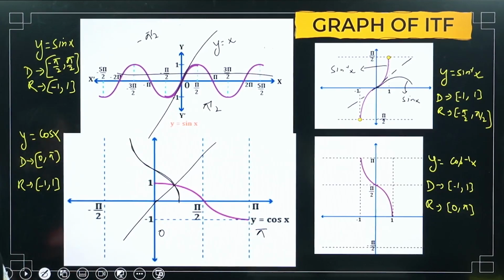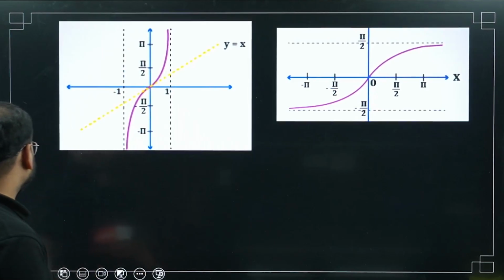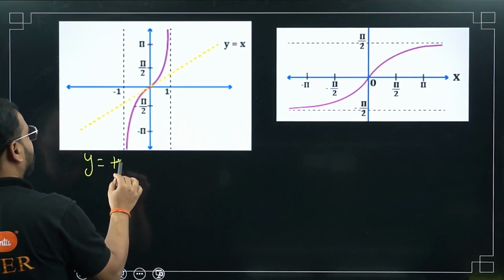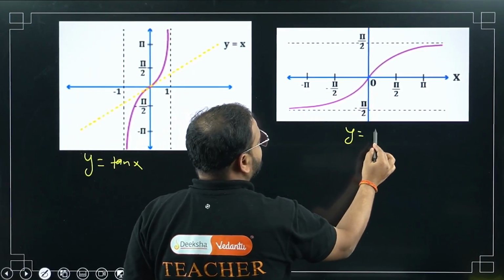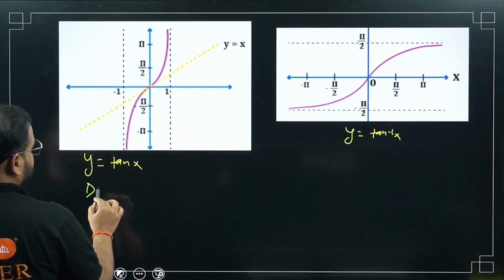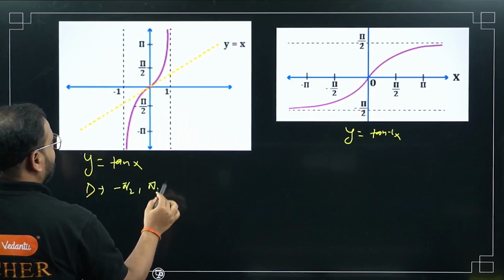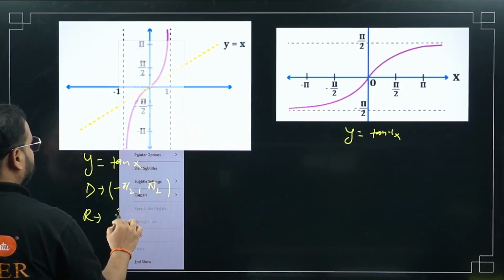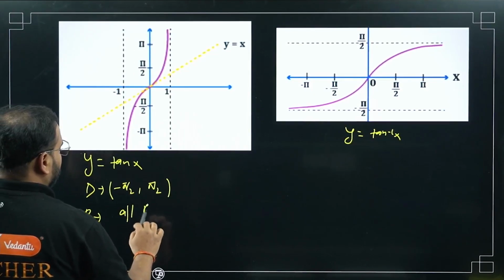Moving on. I hope all of this is visible. Moving on to the next function, which is y equal to tan x over here, and y equal to tan inverse of x over here. What's the domain? Minus pi by 2 to pi by 2, open. What's the range? Range is all real numbers.